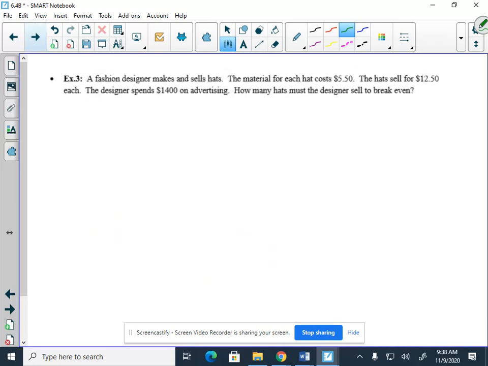Fashion designer makes and sells hats. The material for each hat costs $5.50. The hats sell for $12.50 each. Designer spends $1,400 on advertising. How much must they sell? Now this one doesn't have 2. It's how many hats. So H is the number of hats to sell. And that's to break even.